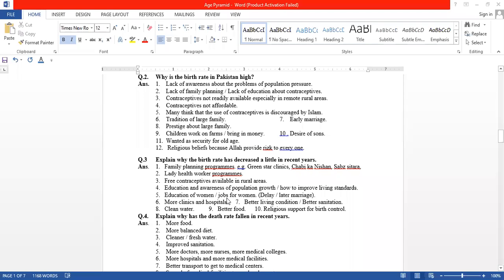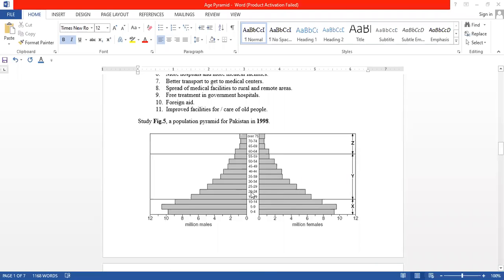So my dear students, next, this is another age pyramid I have. According to this age pyramid, the first question that the examiner has asked is, describe the distribution of population according to age. So here X is children, Y that starts from 15 to 59 is the active or working population, and Z is 60 to 75 or over 75, that is elderly people. So it's a simple question. This type of question can also be asked.